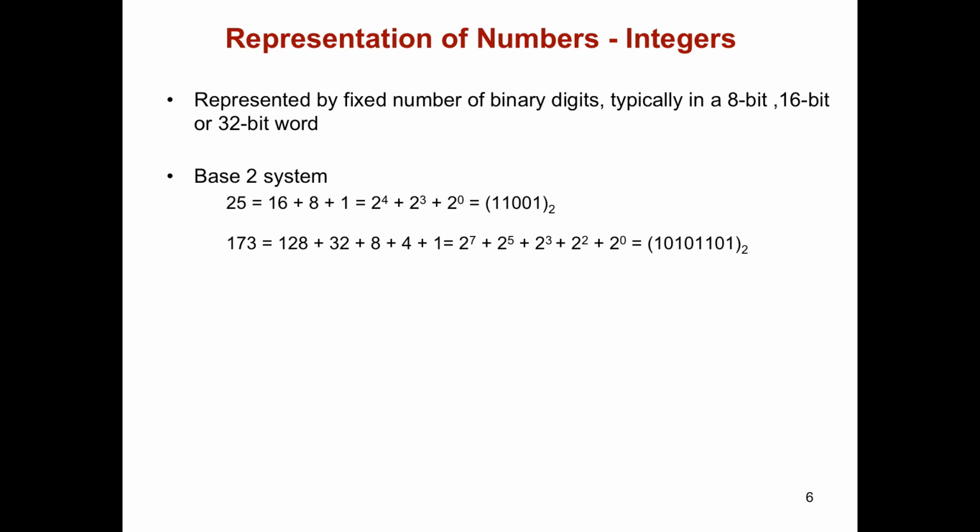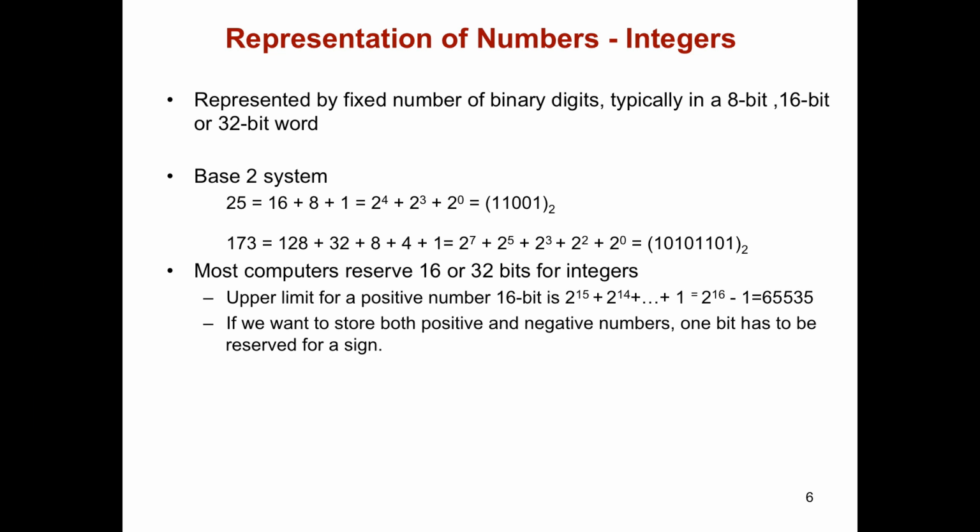Question? So I know you said it before, but it can only go to the power of 7 if it's 8-bit. Yes. Again, most computers reserve 16 or 32 bits for integers. So the upper limit for a positive 16-bit number is 2 to the 15 all the way plus 1, which according to this formula is 2 to the 16 minus 1. So in a 16-bit number, this is the largest positive number I can store.